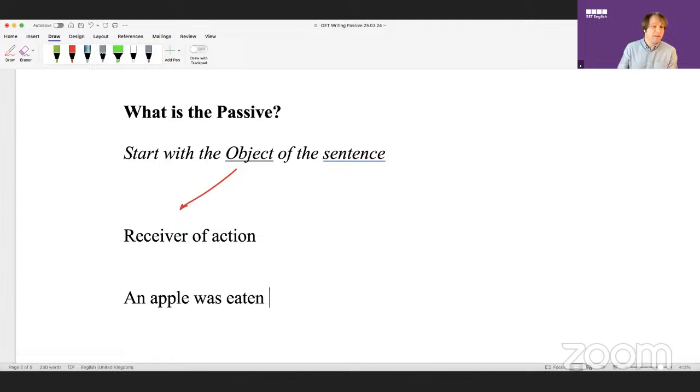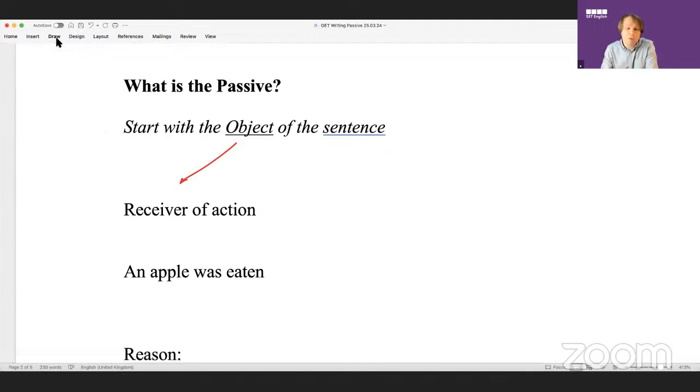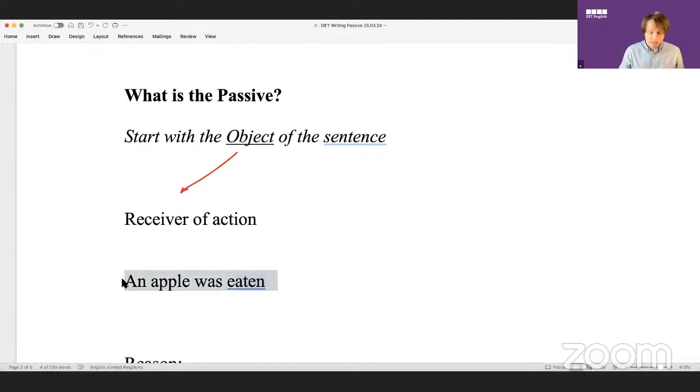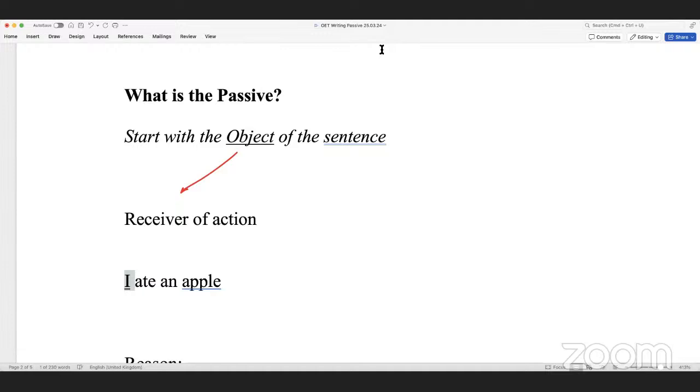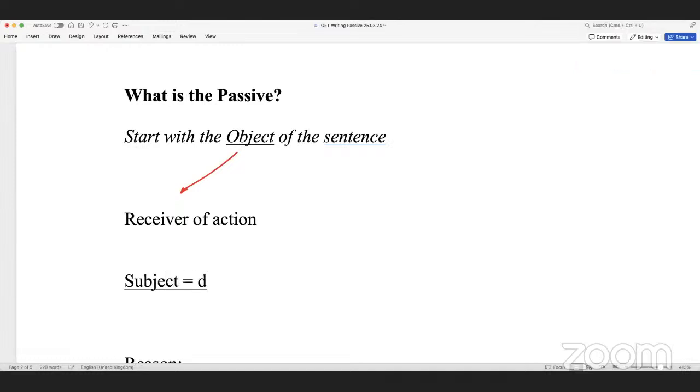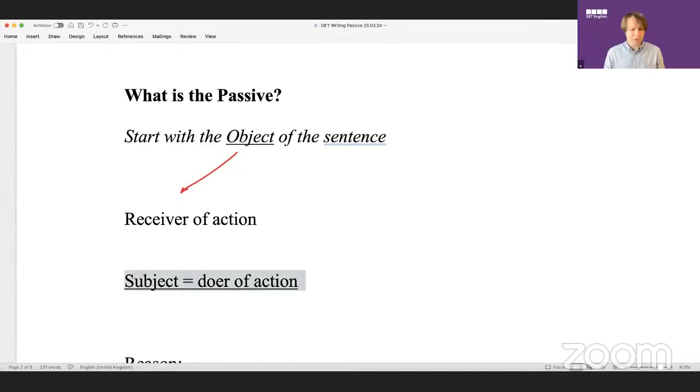Now, Alexi, you're a very good speaker. You do know this. Today we're just going to review all of the basic things. It's about starting with the object, all right? And there's different reasons why we do that. But if I say, I ate an apple, what is this, guys? Subject. So an object is the receiver of an action. What's a subject? Doer of action. And these are very simple ideas.